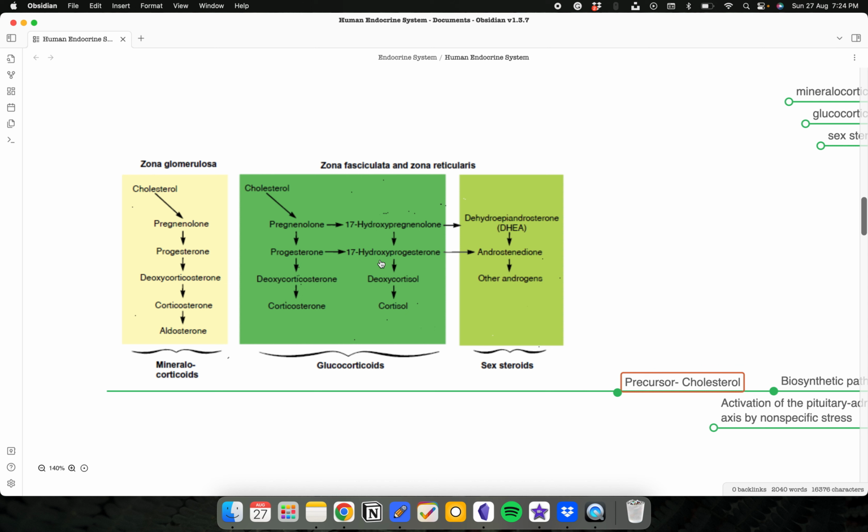From 17 hydroxypregnenolone, DHEA, the weak androgen sex steroid, is produced, and from 17 hydroxyprogesterone, androstenedione is produced. From this DHEA and androstenedione, all the other weak androgens are produced. So these are the sex steroids. This is again a very information-based topic where there is nothing to understand, you just have to remember it. You can take a screenshot and remember.